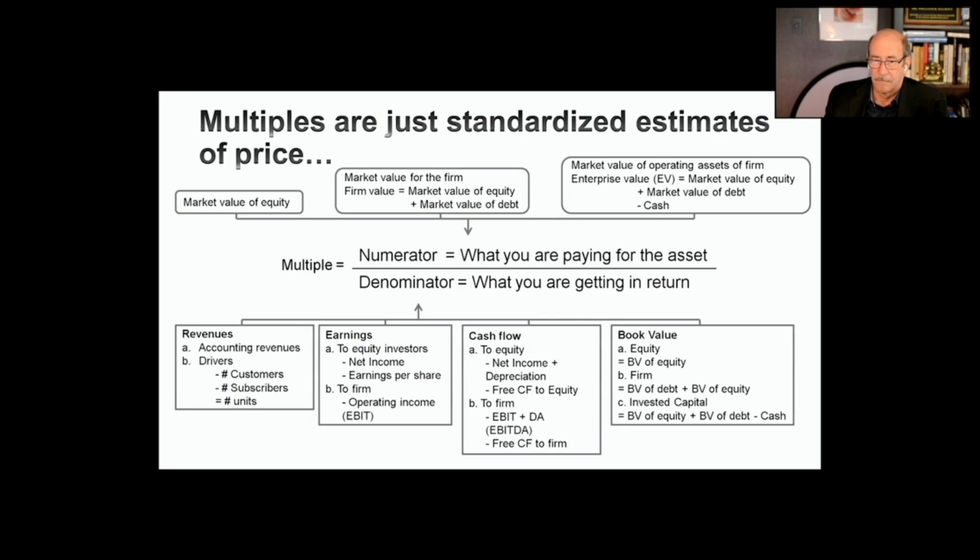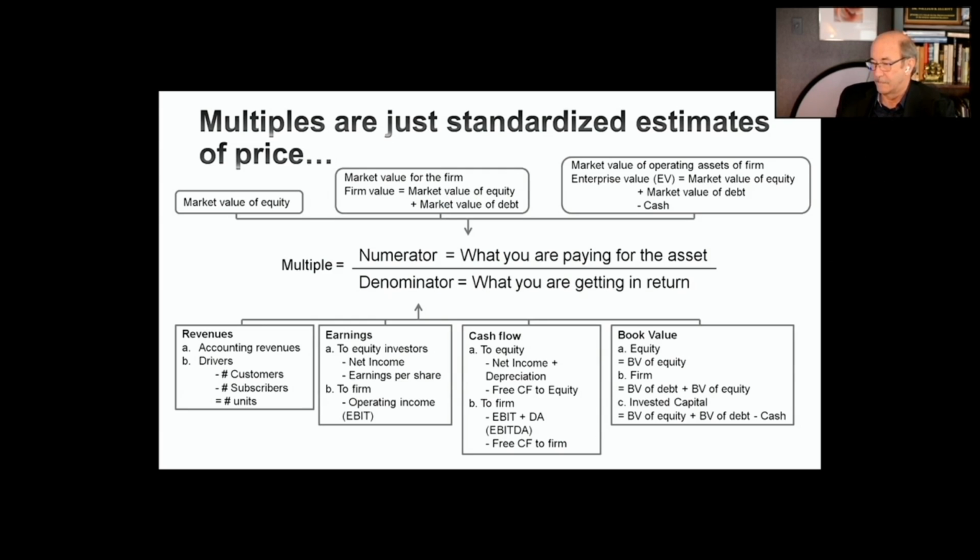It can be market value of equity plus the value of debt, which is the market value of the firm. It can be market value of equity plus debt minus cash. That's called enterprise value. So in almost every multiple, you're going to see one of those 3 numbers: market cap, value of the firm, or enterprise value. The difference between enterprise value and firm value is enterprise value is net of cash. So it's firm value minus cash.